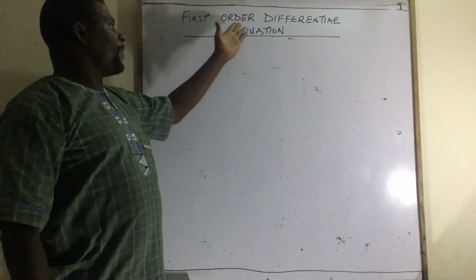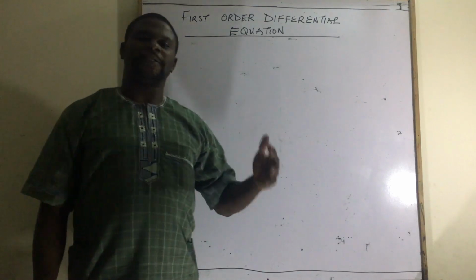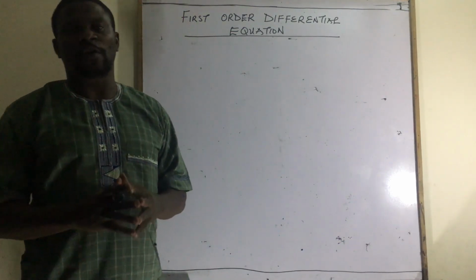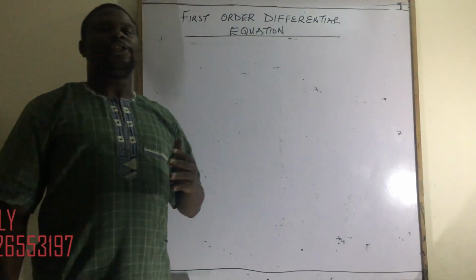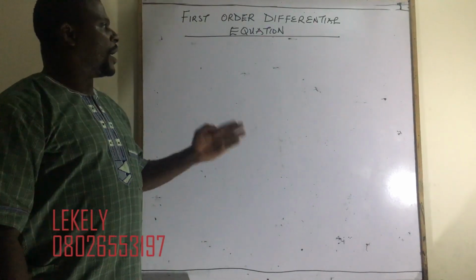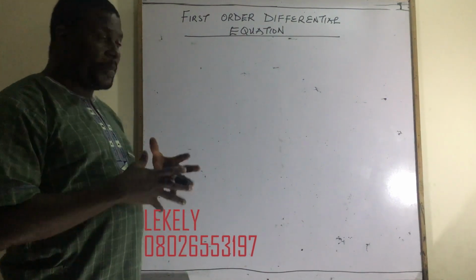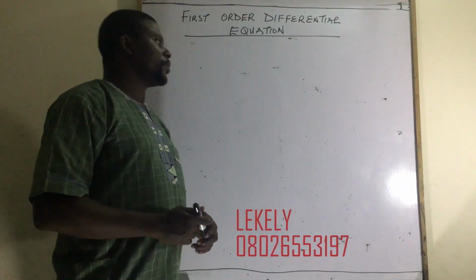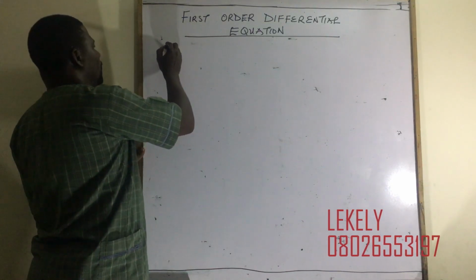What we are looking at is first order differential equation. The first part we have considered is the definition of first order differential equation, and then we also considered the order and degree of a differential equation. Now, this part is the main part of first order differential equation. What are the guiding formulas?